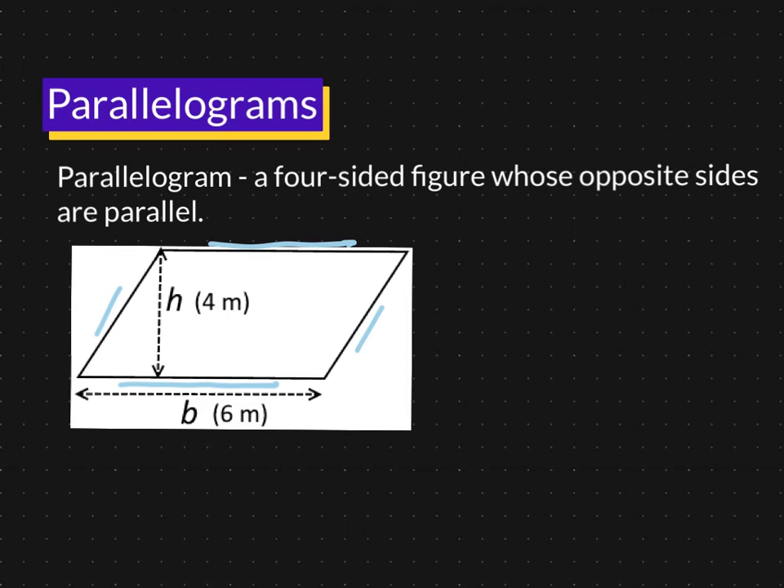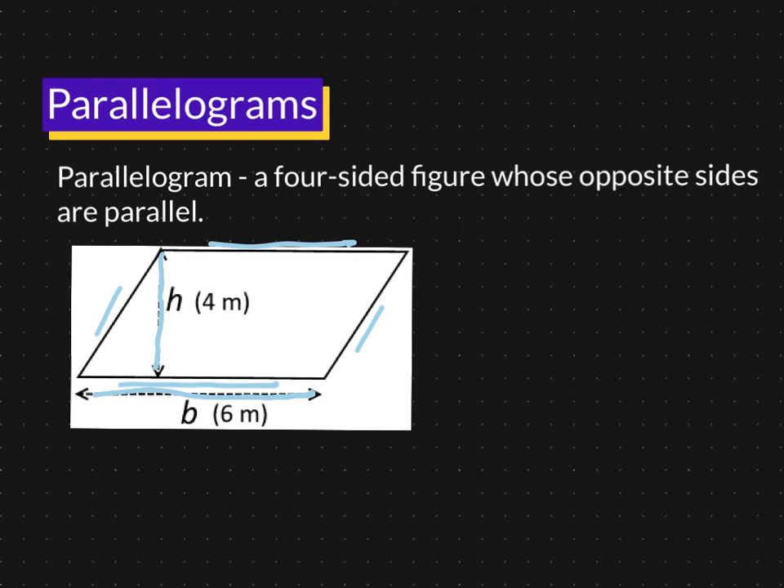So it's a parallelogram. Now we know that the formula to find the area of a square or a rectangle is length times width. Of course, with a square, the length and the width are going to be the same. With a parallelogram, we're going to measure the length as its base, which here is 6 meters, and we're going to measure the width as its height, which is, in this case, 4 meters.